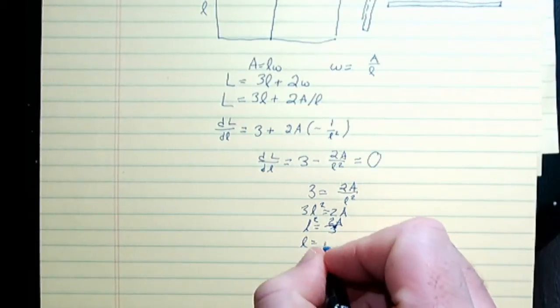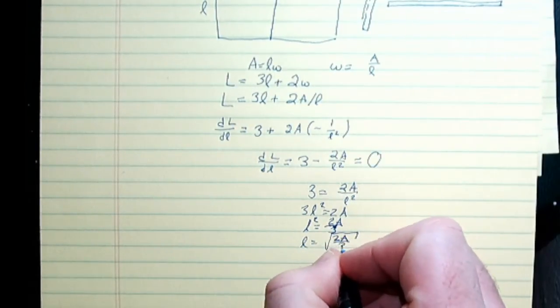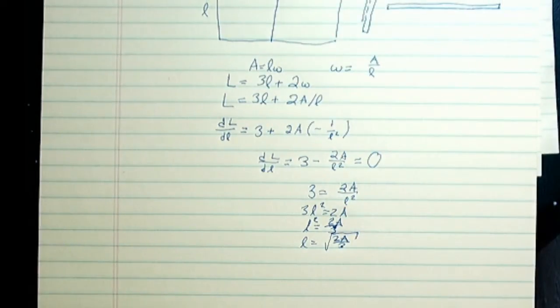L is equal to the square root of 2a over 3. Does that work? Well, sure. A is an area, so it has units of length squared. We take 2/3 of that and square root it. Bob's your uncle, you're done.